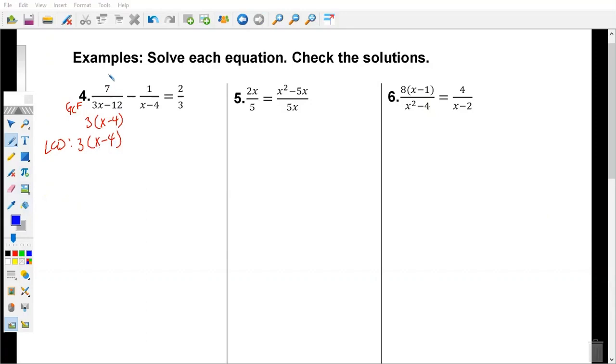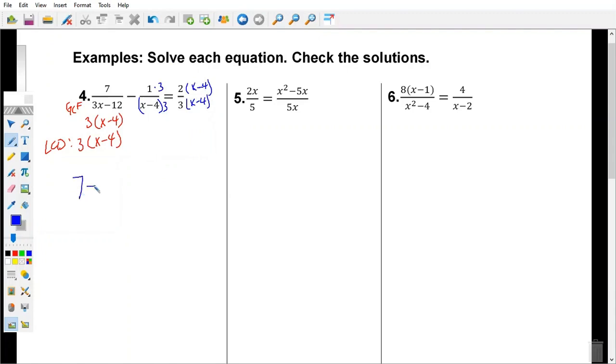So this fraction, the first fraction, it's not missing anything. It has 3, it has x minus 4, it's good to go. The second fraction in the denominator, it needs a 3. What I do to the bottom, I have to do to the top. The last fraction here, it has 3, but it doesn't have x minus 4. So it needs x minus 4. What you do to the bottom, you're going to do to the top. And now you're going to multiply your little cells out.